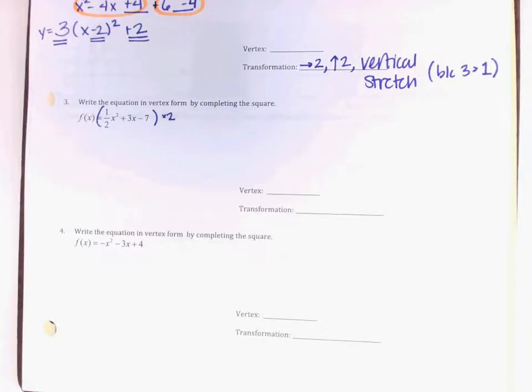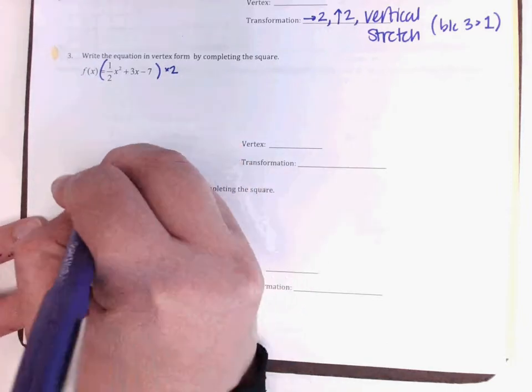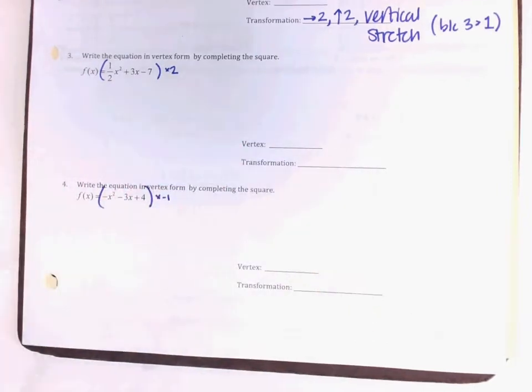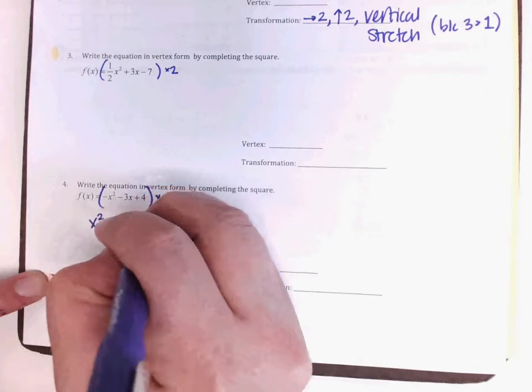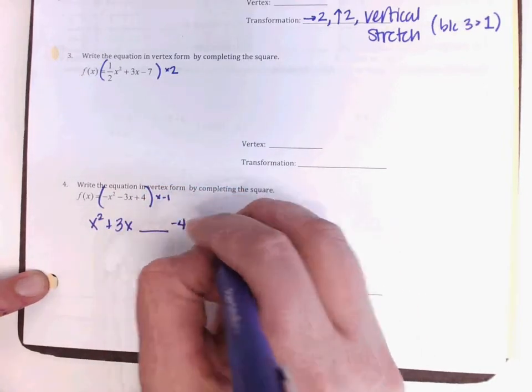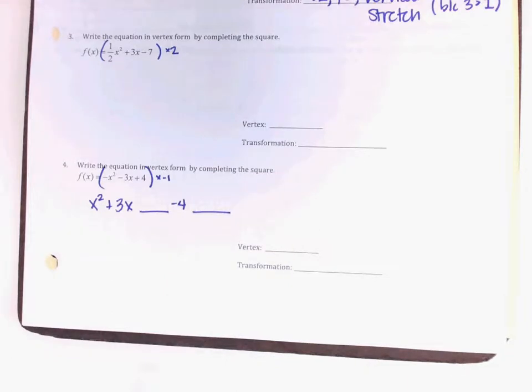Okay, now take a look at number 4. Your first term is negative. That's not going to work. How do I get rid of the negative on number 4? I'm going to times by negative 1. And then the negative is going to flip all of my signs to where my x squared will come back to being positive like we want. So this is a positive x squared, a positive 3x, and then my 4 is now negative. Then I have to take half of the middle term. What is half of 3?